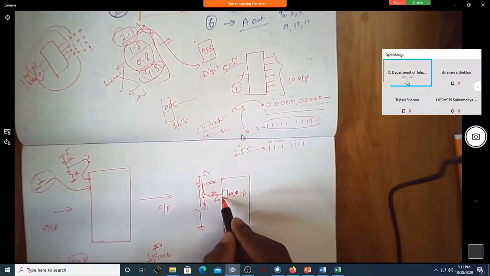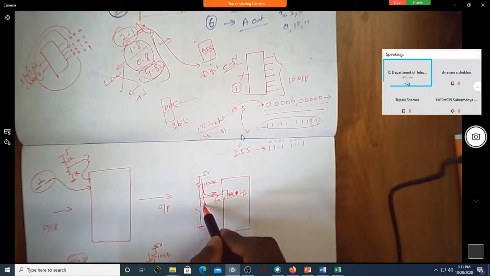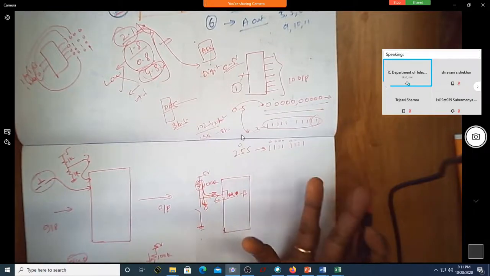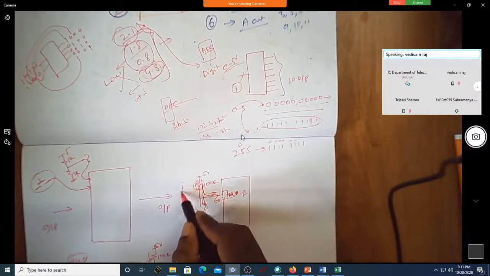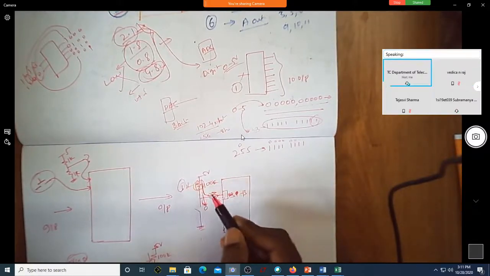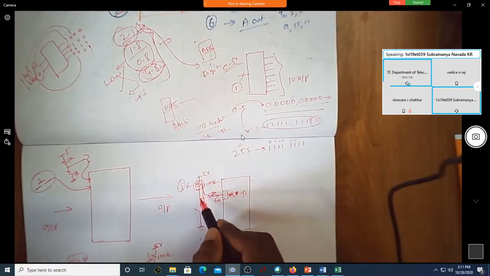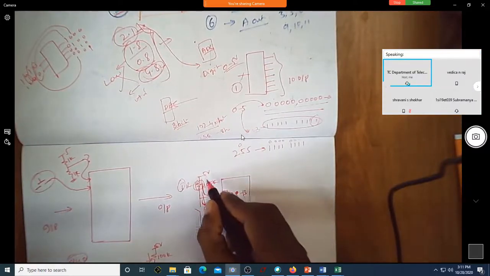So when the current is 0, the other possibility is that since the switch is open, the current is 0 on this side also. How much is the drop here? No drop. What is the drop? I into R. When I is 0, what is I into R? It will be 0. That's why the entire 5 volt is visible here. That will be read inside.